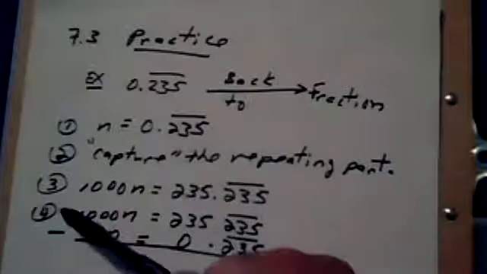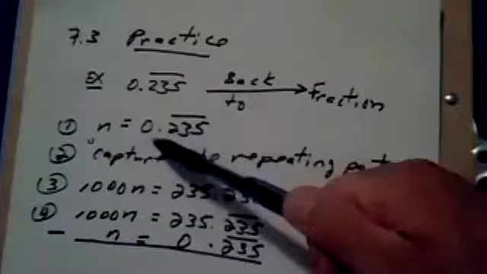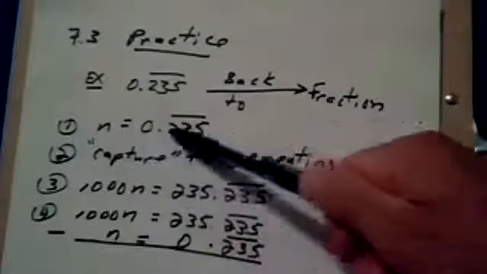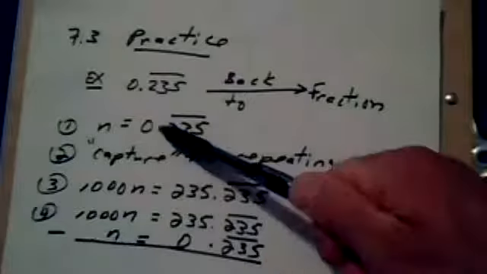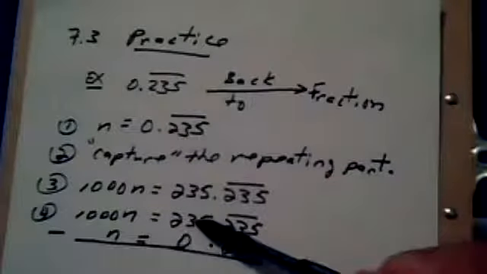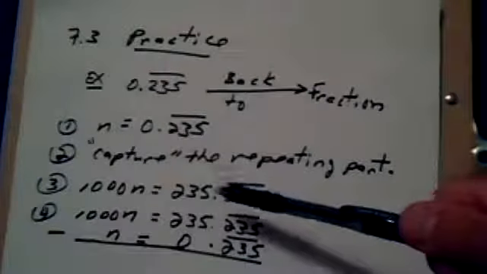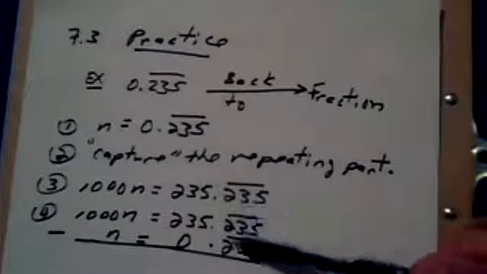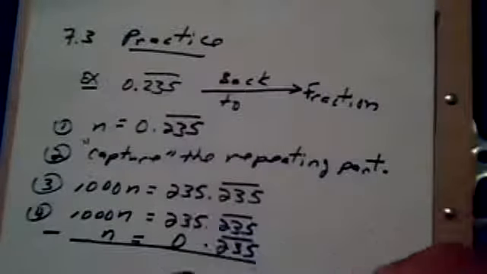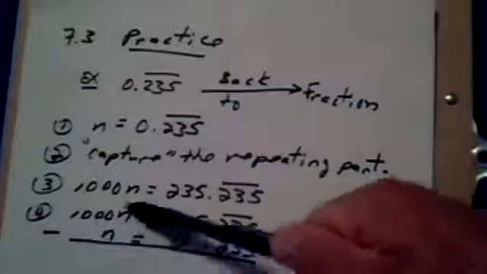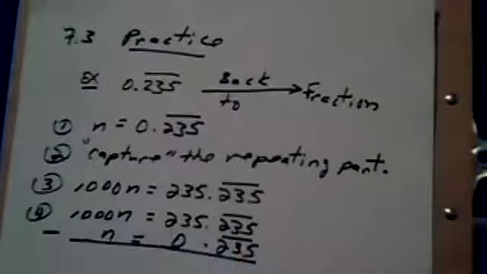Now, the subtraction of the original from the one that's multiplied, notice this was the original. This is the one after we multiply by 1,000. That subtraction will enable us to cancel the repeating part. So all of these guys cancel. This one drops here. And 1,000n minus 1n is 999n.